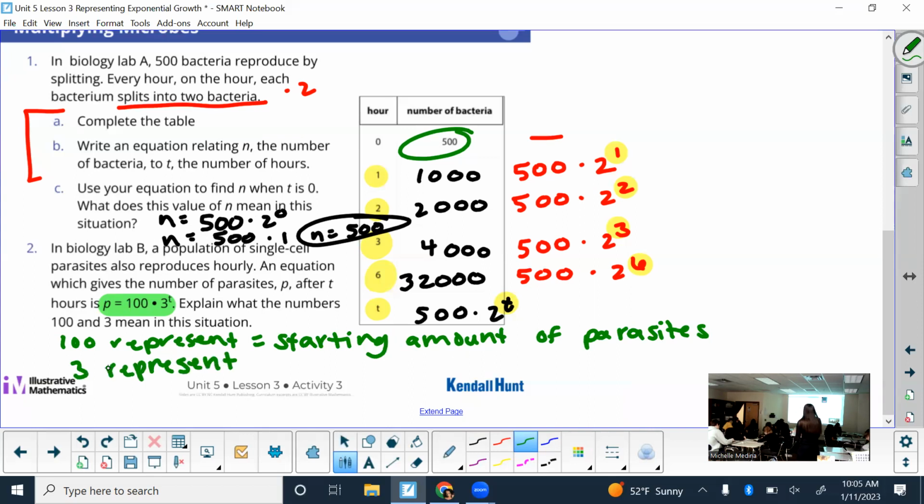It represents that it triples, whereas the other one doubles because the base is 2. So we are timesing by 3 each time. Also call that growth rate. So the fact that it's a 3 means that it's tripling. Otherwise, that is your growth rate. Questions at all so far?